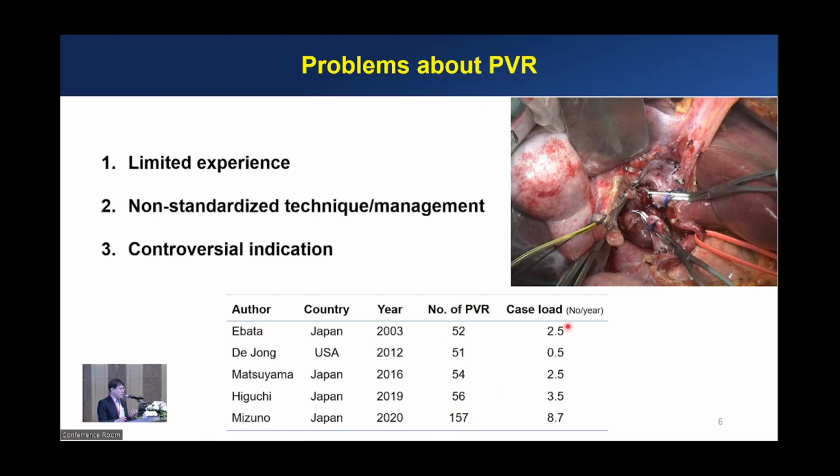And case load, that means the number of resections per year in the hospital, is generally very low. Previously, our hospital was 2.5, only 2.5, and now we reached 8.7. In a year, we performed portal vein resection in 8 patients. And another problem is that, associated with the limited experience, we have no standardized technique for management, and also the indication is controversial.